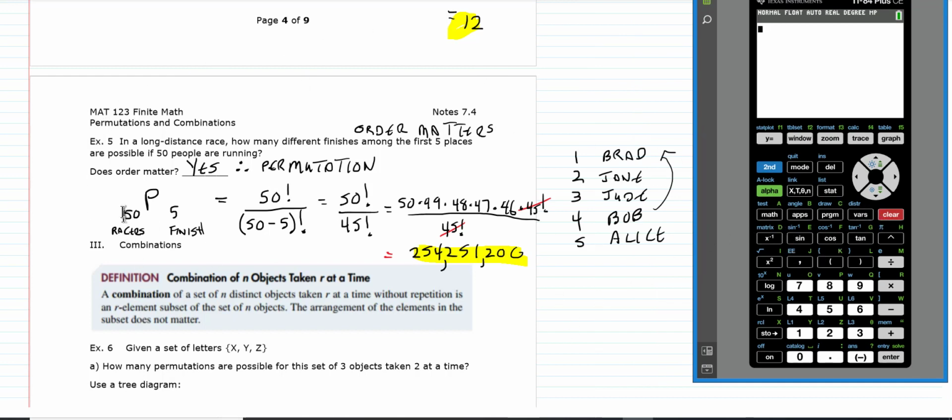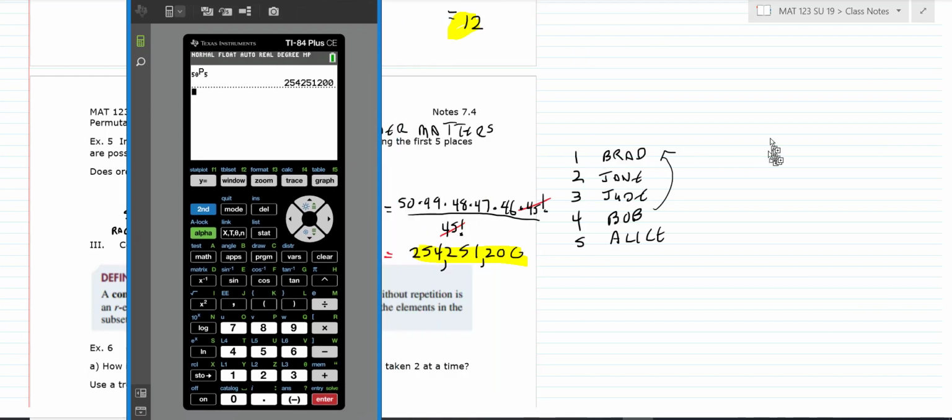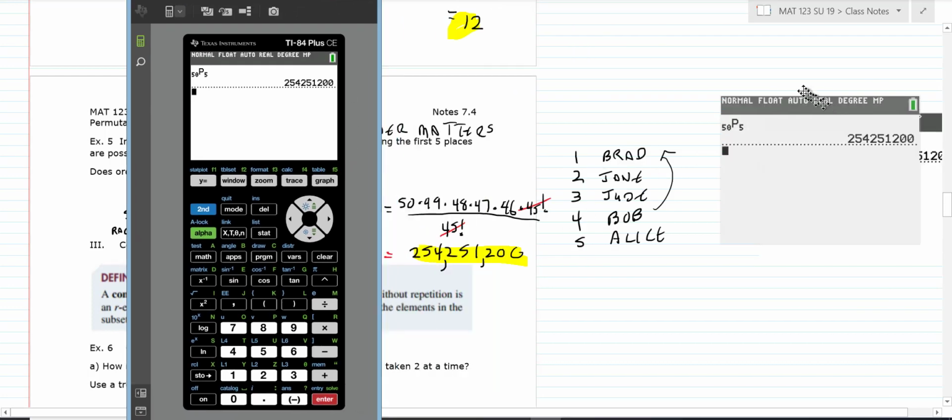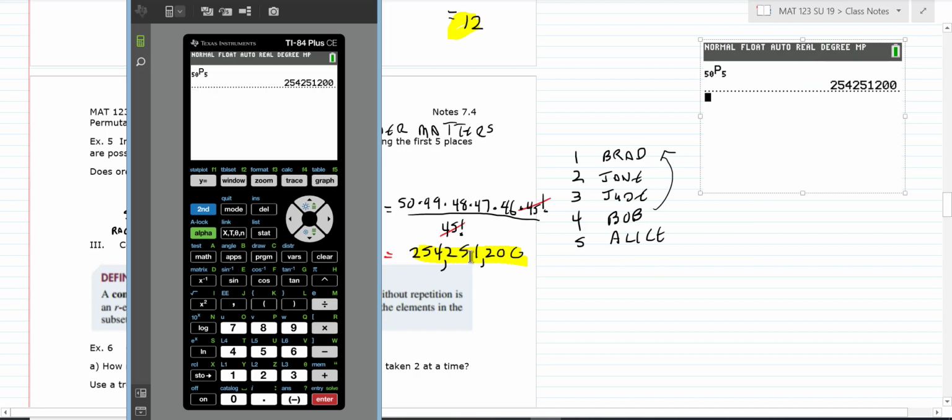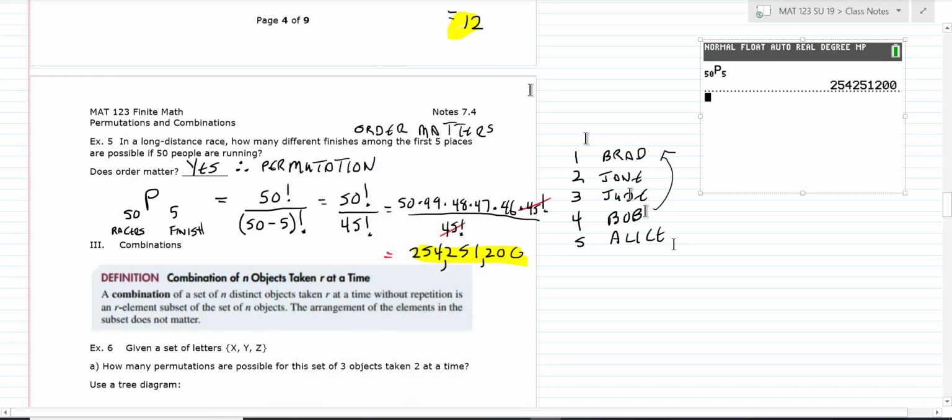So what you do is, first of all, you put the 50 in a clear screen. Then you go Math, Probability, and you'll find option 2 is a permutation of n objects taken r at a time. Go like that and put the 5 in. That's all you've got to do, and you get the answer like that. And you will be allowed to do that as a student in this class. I want you to know how the formula works, and why it works the way it does, but I also want you to be able to do it the easy way with technology.